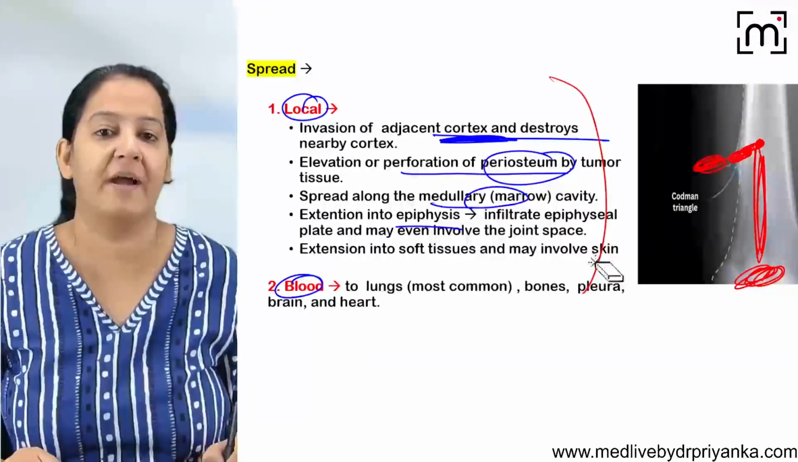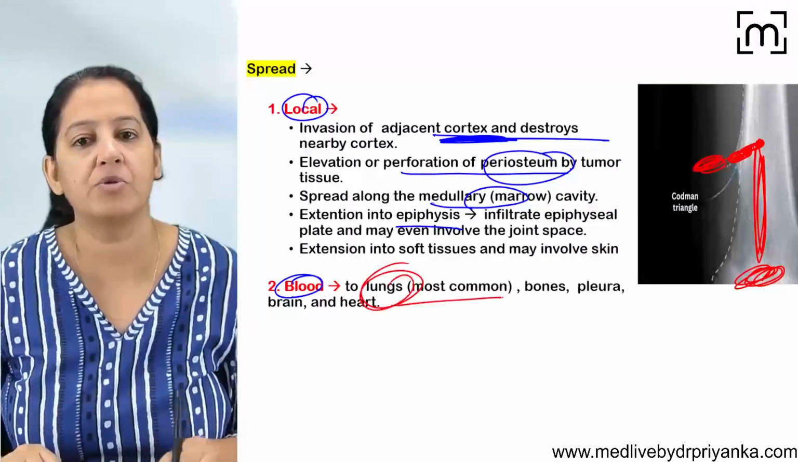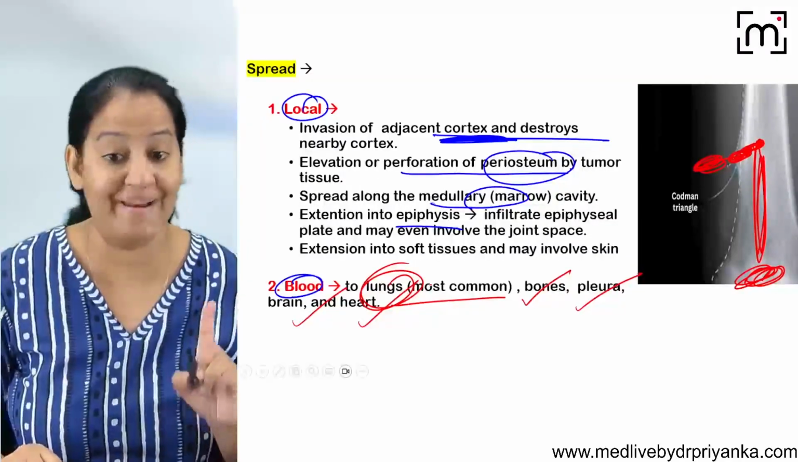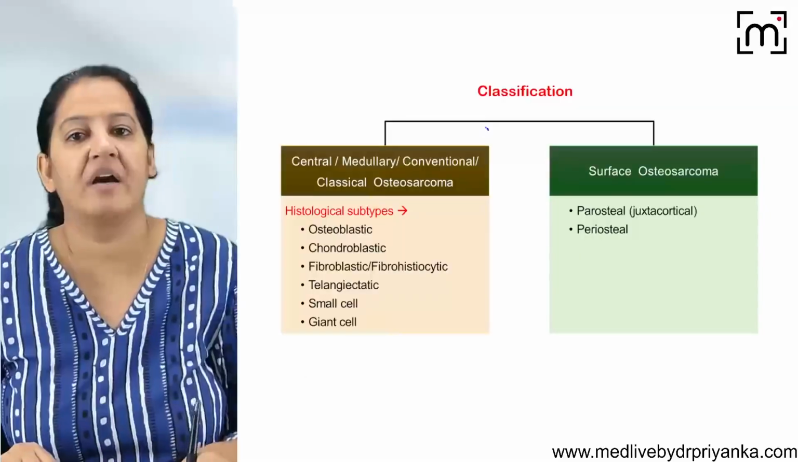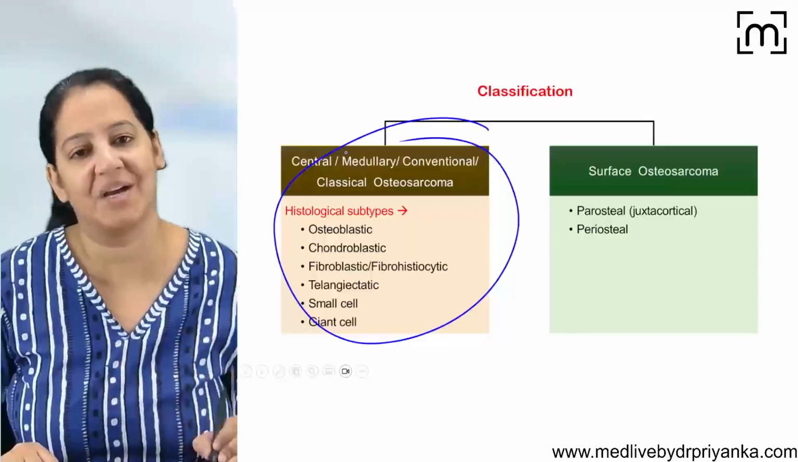And the blood spread: via blood, it goes to any organ. Most commonly it goes to the lung, but it can go to other bones, pleura, brain, and heart also. It's a malignant, dangerous tumor. Prognosis is usually poor. So we are done with the central osteosarcoma, that is medullary, conventional, or classical osteosarcoma.